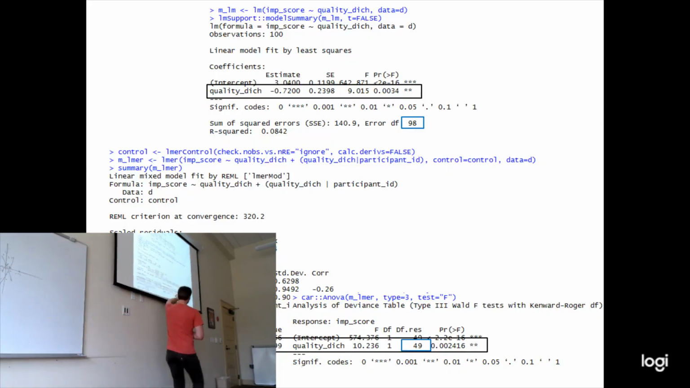But notice you also pay a penalty for having a repeated measures design. Here we have 49 degrees of freedom because we have basically 50 individual regressions that we fit, which gives us a data set that has 50 rows. Whereas here we have 100 observations if we're treating them as fully independent. So those are those 2 factors that you can see in action.